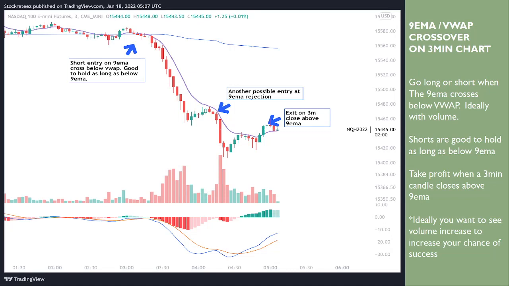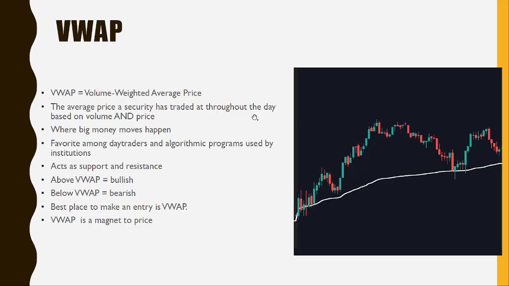And here's a cool strategy. The 9 EMA crossing the VWAP, and we'll talk about the VWAP in a little bit, but once it crosses below, we can go short and we're good to hold as long as the 9 EMA holds. Once it pulls back, we can even possibly enter again, but we could have stayed in this trade the whole time because it never reclaimed the 9 EMA. So when it reclaims the 9 EMA, we can get out and take our profits.